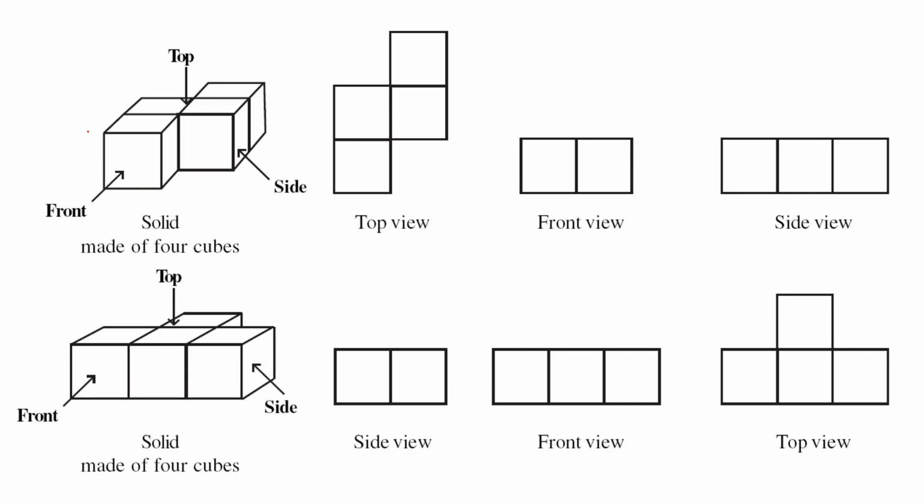When a shape is like this, if you see from the front, these two will be seen. If you see from the side, 1, 2, 3 will be seen. This is a solid made of 4 cubes. So this is the side one, you see only this one and this one. So there are only two faces. If you see from the front, 1, 2, 3 will be seen. If you see from the top, 1, 2, 3, 4 will be seen.